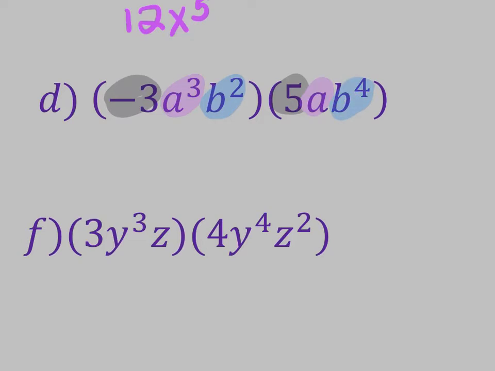So I get negative 3 times 5, which is my negative 15. A to the third times A. What's the exponent on just A? 1. There's a 1 there, so it's not 0. So I add those, A to the fourth, and then B to the second times B to the fourth, and I'd get B to the sixth. Good.